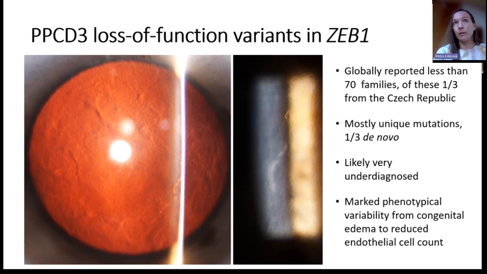It's likely underdiagnosed, because if it was not, I can't explain why we would have 1/3 of the families globally. So there is certainly a lot of room for ear and eye centers to detect these patients. There's also marked phenotypical variability, ranging from patients with congenital edema, although there are very few, to only a reduced endothelial cell count. So you can't find anything in these patients, but they have a reduced endothelial cell count, and some of them even carry the change but do not have any corneal changes, so they're non-penetrant.